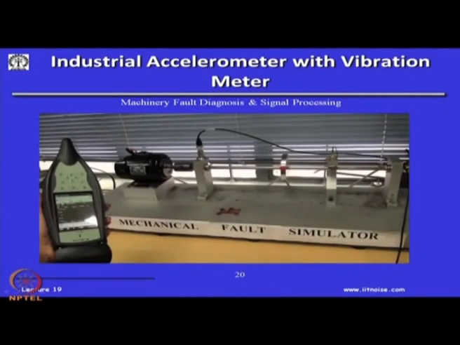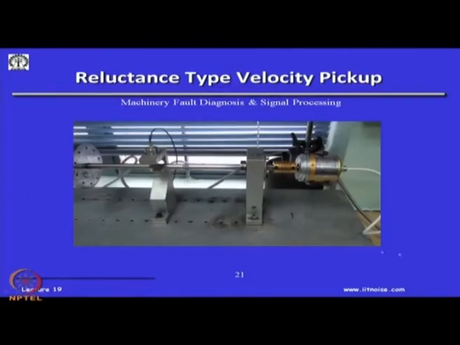And this is an industrial type of accelerometer which can be subjected to very, very high temperature. This cable is special, and then we have a vibration meter, which will actually show you the spectrum. Okay. These are all there in our lab. You can go to this website and see this system as well. And this is one of the reluctance type velocity pickups which we have used on the shaft.